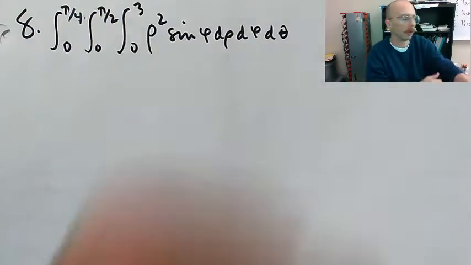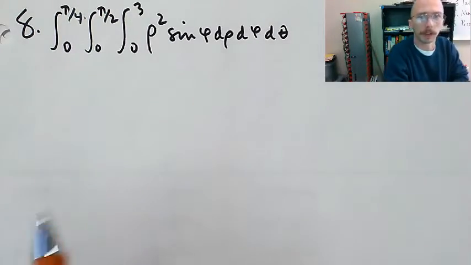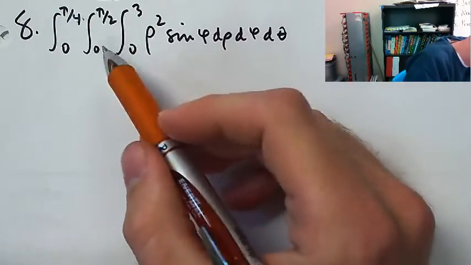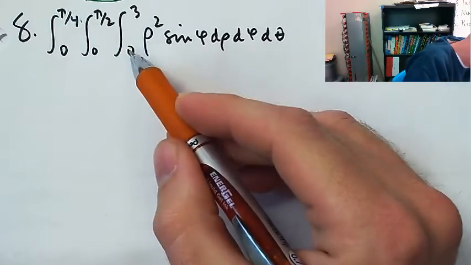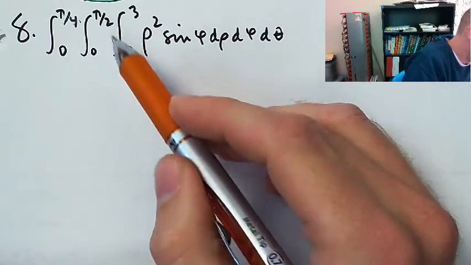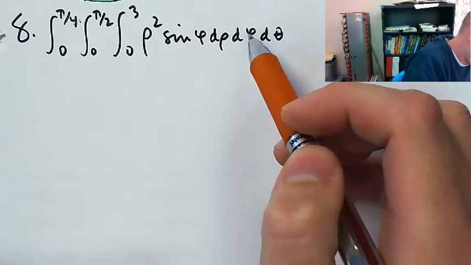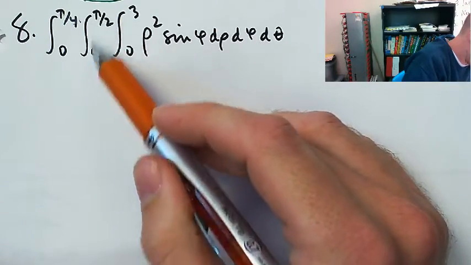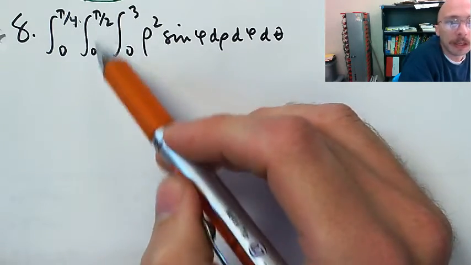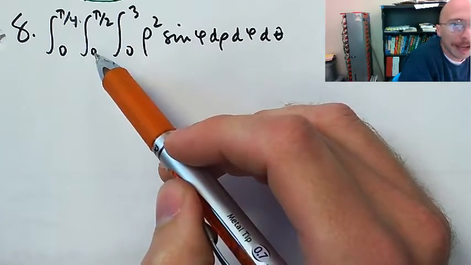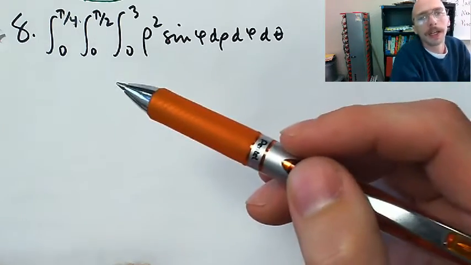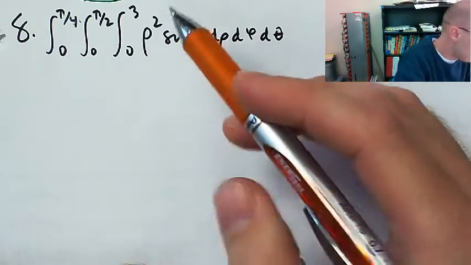All right, not sure where I left off there, but let's see, I've got this. I'm working this problem. It's much later in the day. I've got rho going from 0 to 3. Okay, this is dV. Phi going from 0 to pi over 2, which means I'm only dealing with the top half of a sphere. And then theta going from 0 to pi over 4. Oh, I know what this is going to look like.